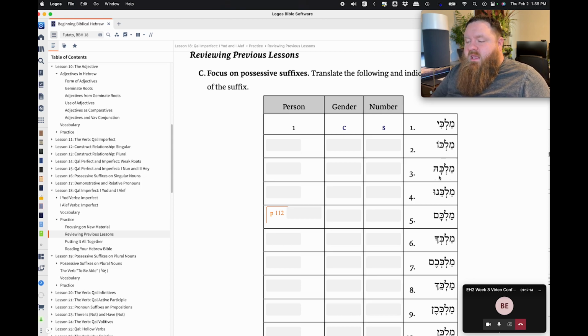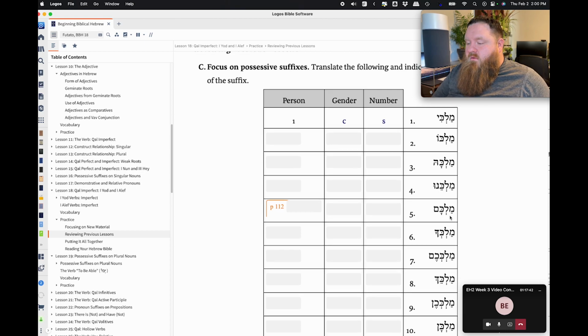The next one here, again, I see kametz hay. I associate the hay with third feminine singular. I don't see a yod, so this means king is singular. So this would be her king. This next one, malkenu. Here I see the nu suffix, which I always associate with anachnu, which is we, 1CP. So this would be our. I don't see a yod, so it's not our kings, it's our king.